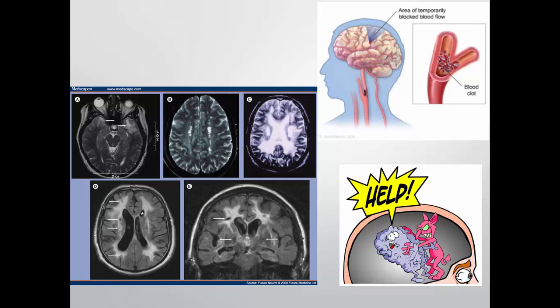Alright, and so this is just showing you some pictures that show where the stroke has occurred. Some of these are CTs, some of them are MRIs, and so you can see basically where these white areas are is the areas of stroke.